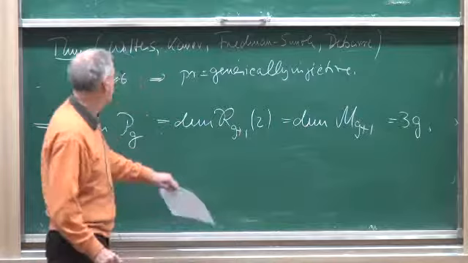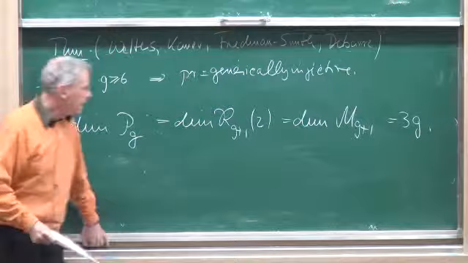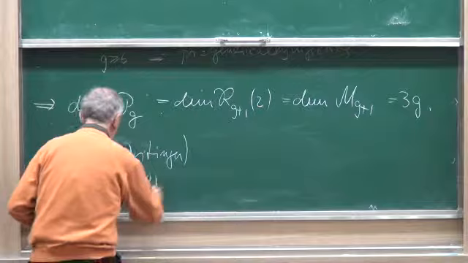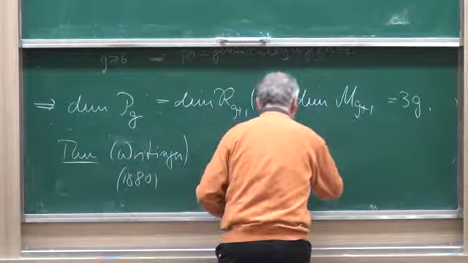So it's bigger than the moduli space of Jacobians. The dimension is bigger, right? And there is one result which I would like to mention, also not proof. A theorem which is actually already known to Wirtinger in 1880, which says that MG is contained in the closure of PG.